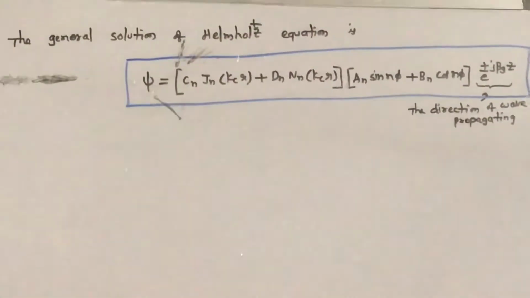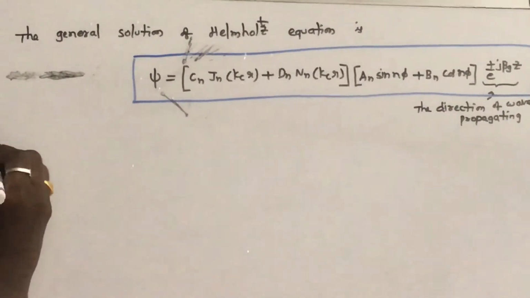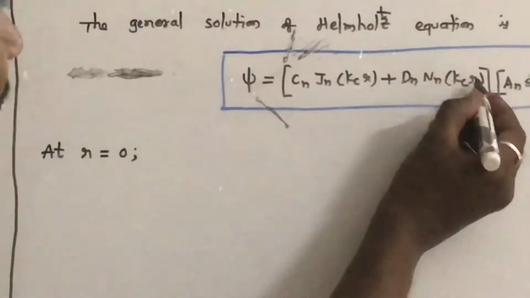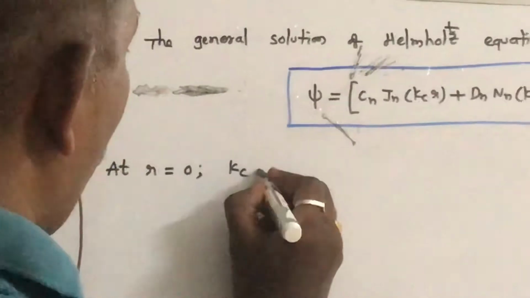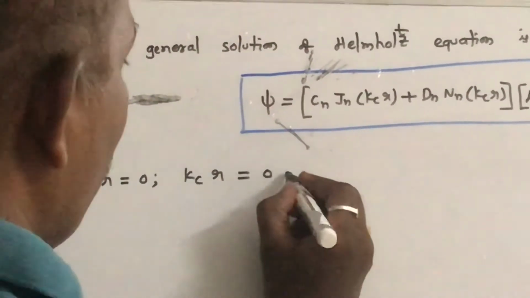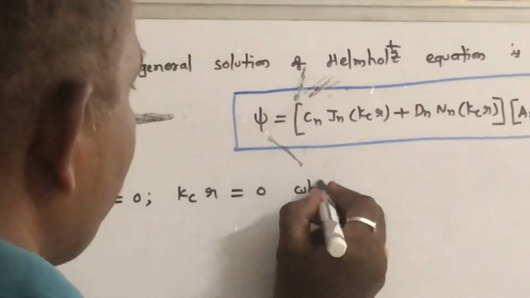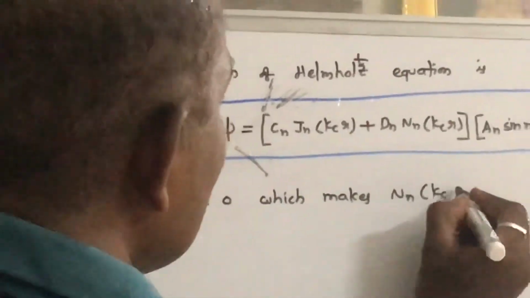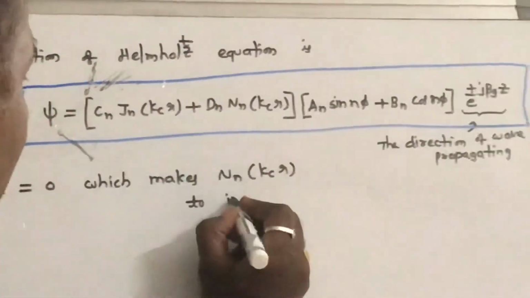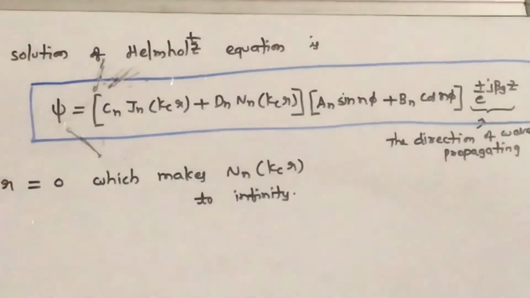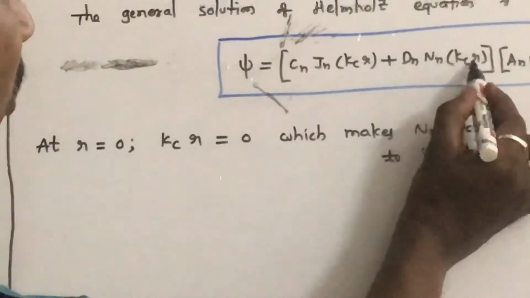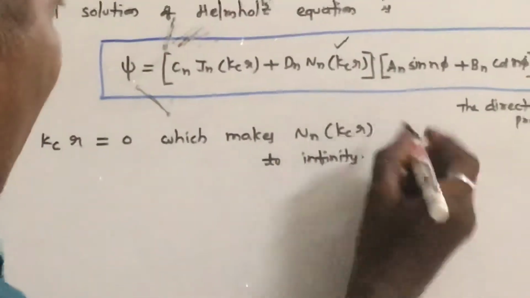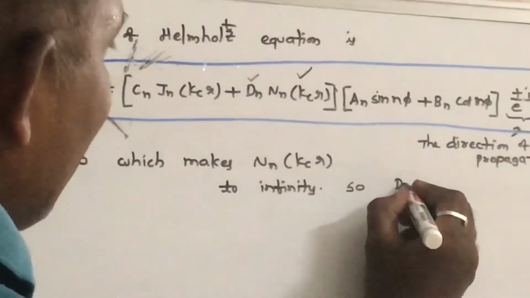We further modify this equation. At r is equal to a, at r is equal to 0, what will happen to kc into r? Kc into r will become 0, which makes Nn of kc into r go to infinity. So you have to remember this. If r is equal to 0, kc into r will become 0, then this term will approach infinity. So we have to take dn is equal to 0.